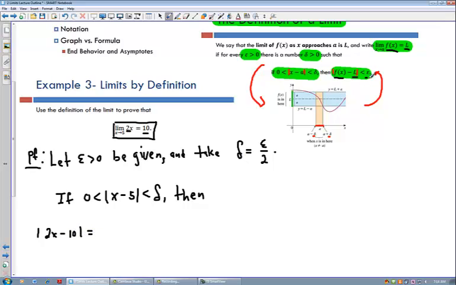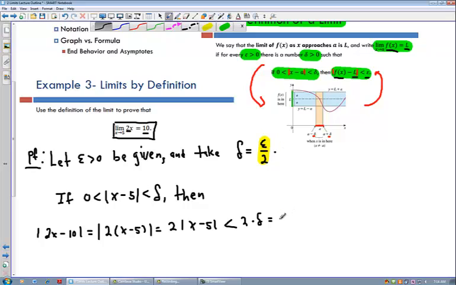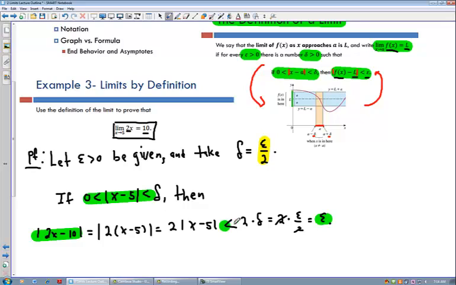And I want to show that this is going to be less than epsilon. So notice this is equal to, well, I can factor out a 2, so that's 2 times x minus 5. And since this is the absolute value, I can just pull out the 2, so this is 2 times the absolute value of x minus 5. And again, I'm trying to show this is less than epsilon. Now x minus 5 I know is less than delta, so this is less than 2 times delta. I know delta is equal to epsilon over 2, so this is equal to 2 times epsilon over 2, and the 2's cancel, and I get back epsilon, which is exactly what I wanted. So now I know that if I have this, just like up here, then I have this: the absolute value of 2x minus 10 is less than epsilon.